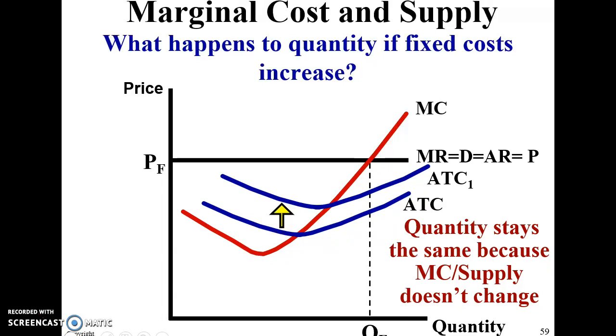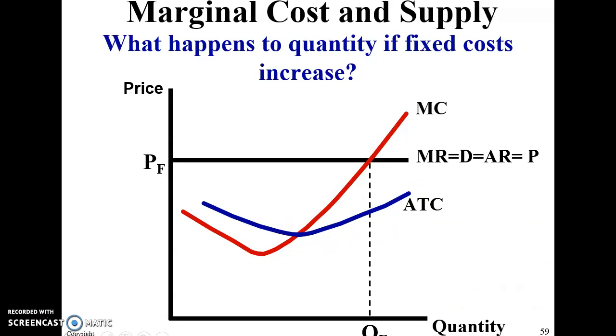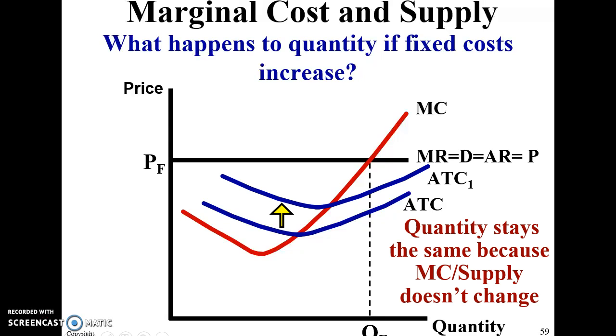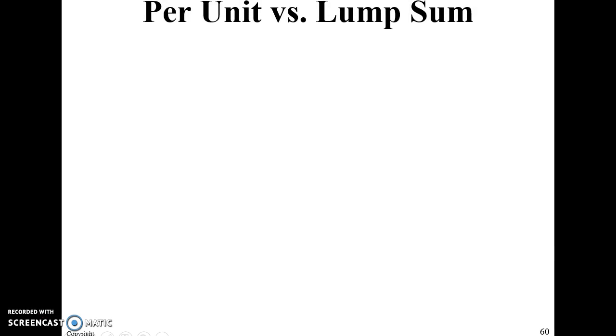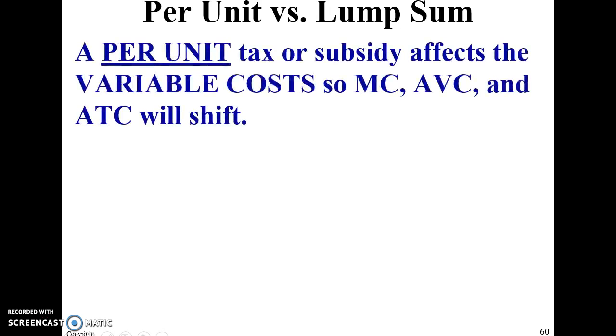Okay, all right, so let's look at, and this is important, per unit versus a lump sum tax. A per unit tax affects marginal costs and average variable costs, where a lump sum tax is a fixed cost, impacting the fixed costs.